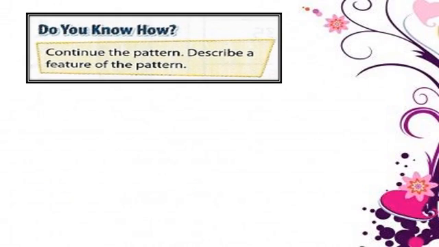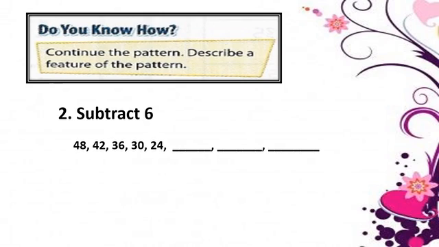Okay, let's answer the Do You Know How question. Continue the pattern. Then describe a feature of the pattern. The rule is subtract 6. The numbers are 48, 42, 36, 30, then 24. Complete the pattern. What is next after 24?